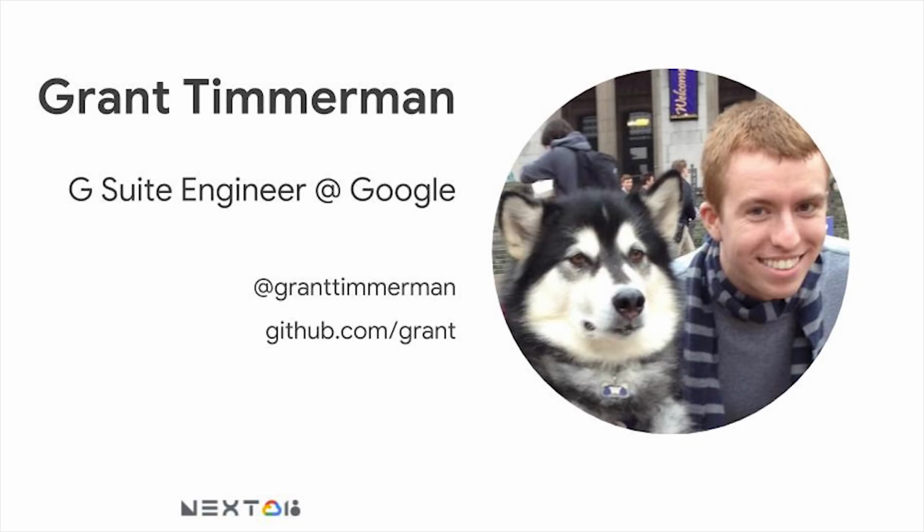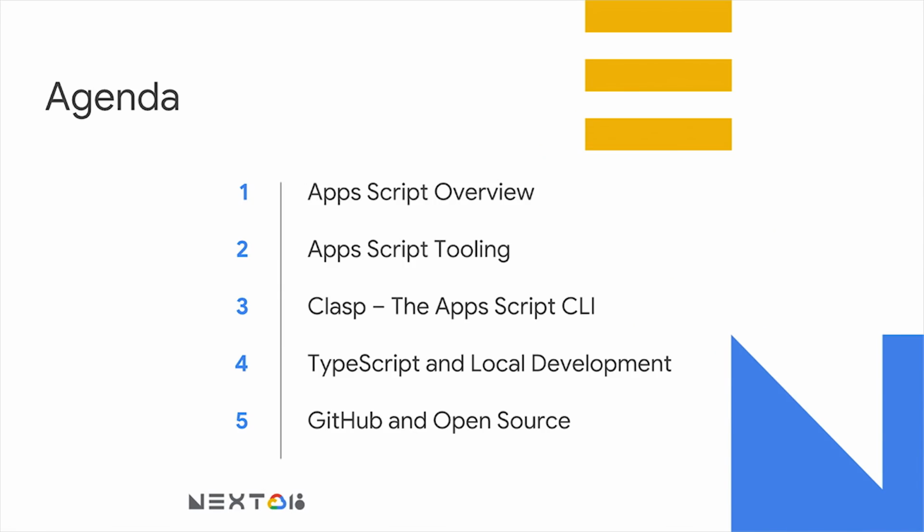Today we're going to talk about an AppScript overview. Then we'll dive deeper into the AppScript tooling. In particular, there's one tool called Clasp, the AppScript CLI, that was released just earlier this year. Fourth, we'll talk about TypeScript and local development, how you can develop AppScript outside of script.google.com. And lastly, something I really love is GitHub and open source, how you can contribute your scripts or find other people's scripts on GitHub.